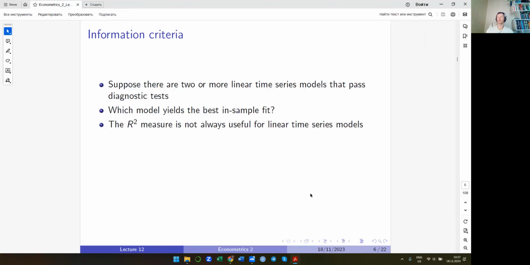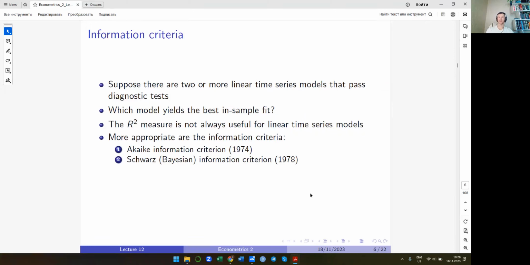We know that in cross-sectional econometrics, R squared was the measure that answered us this question. So with the help of R squared, we answered what is the fit of the model. In the case of linear time series models, R squared is not always useful for many reasons. And usually we use two information criteria. One information criterion is Akaike information criterion, or in short AIC. And the second one is Schwarz or Bayesian information criterion, which is for short called BIC.